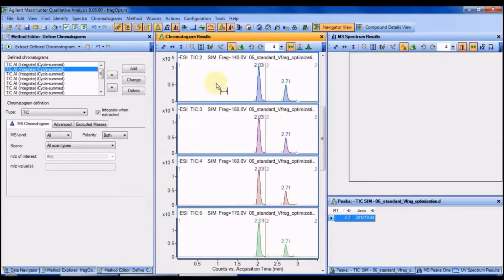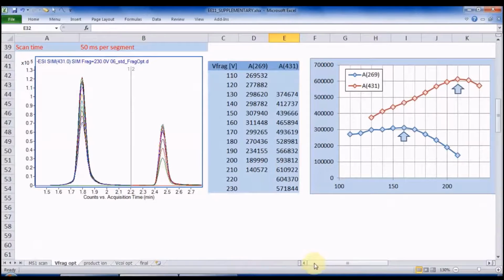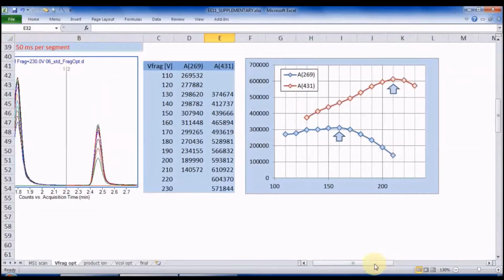So we have a separate chromatogram for every fragmentor voltage. We read peak areas and then plot them versus fragmentor voltage. We can see that with increased fragmentor voltage, the signal intensity rises, then drops again.